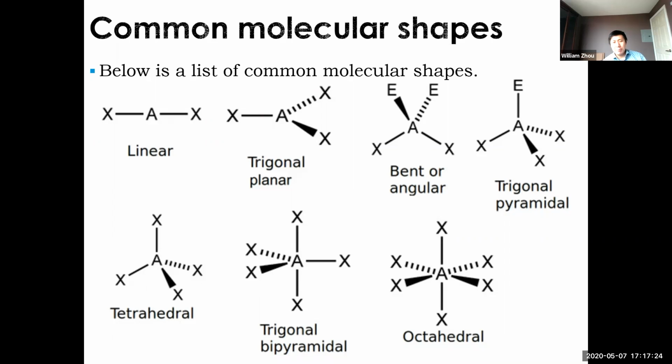Now, the next one will be bent. That would be representative of water. A being in the middle, you have 2 E's and 2 X's. The 2 X's are the bonds. The 2 E's are the lone pairs. Now, why is this bent? Well, because you don't really see electrons. You only see atoms bonded to another atom. So those 2 E's are invisible. So basically, it looks bent. Okay, pretend the E's are not there. That would just be a bent molecule.